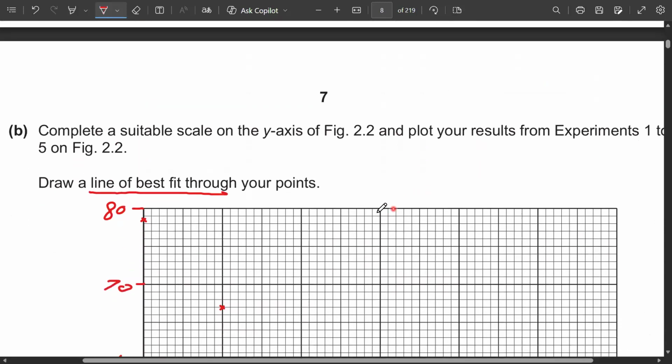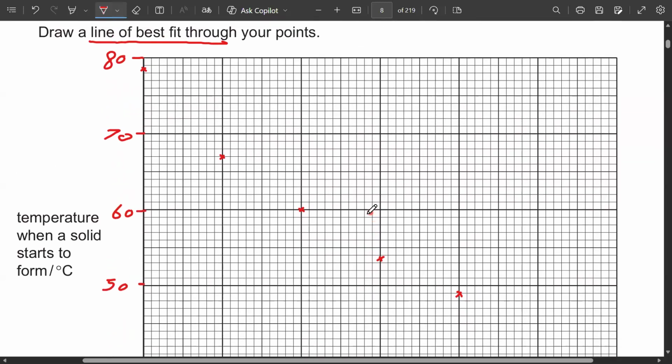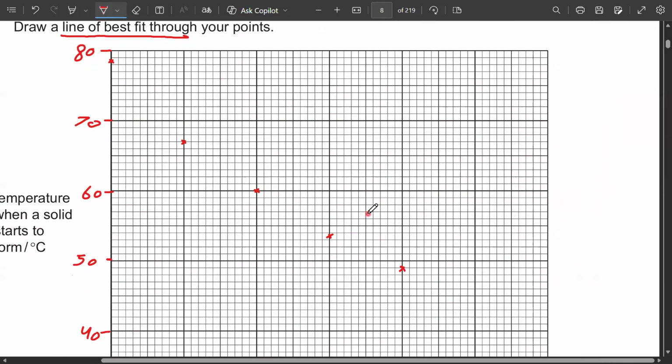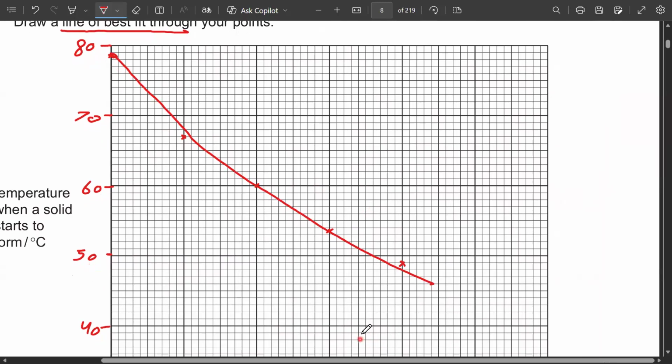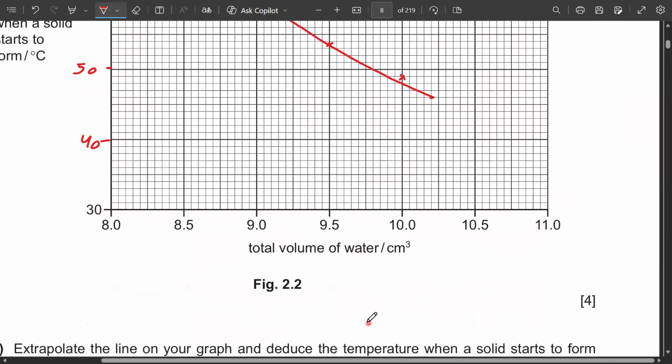Now, what kind of curve do you see, or how would you draw a line of best fit here? How would you draw a line of best fit here? It will go straight. I will try my best to do it with my hand, like this. Some points will be below, some points will be above, to make it a balanced line.